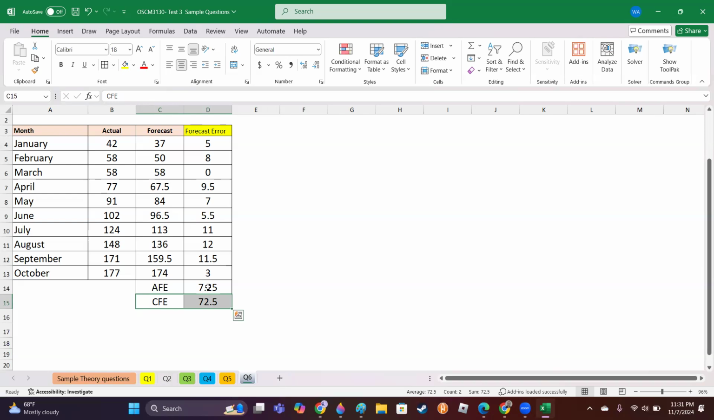Okay, and the numbers here are positive. So the fact that the number is positive means that whoever put this forecast in place tends to under forecast actual demand, right? So when the customers buy, it's typically higher than the forecast. The forecast was 50 here, customers bought 58. On March, it was okay. When you get to April, you find that the forecast was below the actual demand. The same for almost every month here. Okay, so that answers the first question.